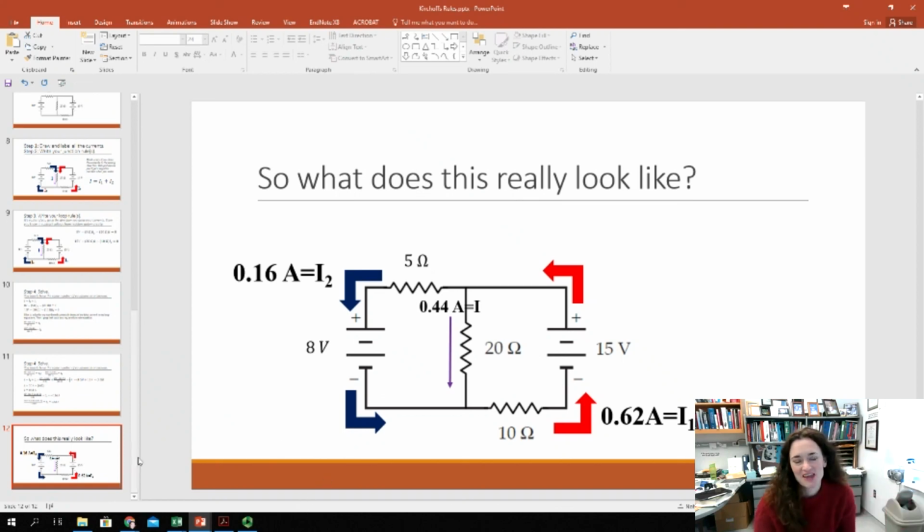There it is. Alright, so like I said, if you draw it incorrectly, then it's no big deal. You just end up with a negative number.